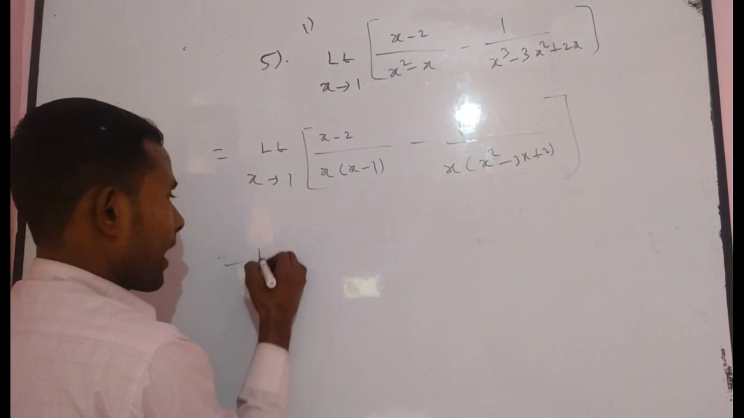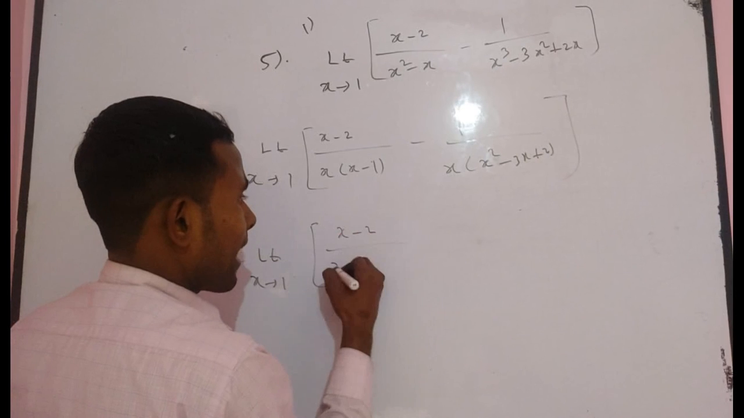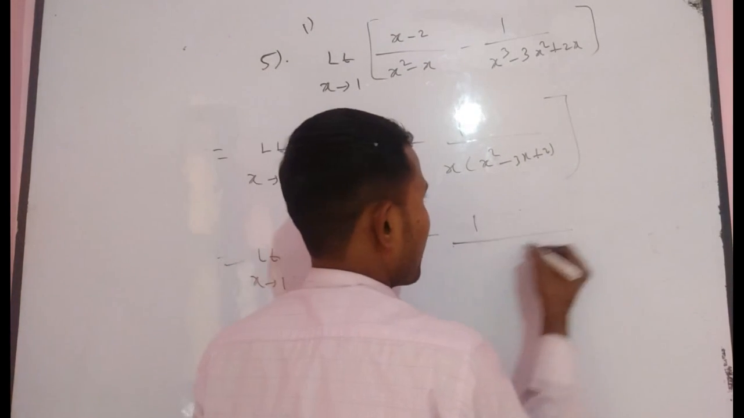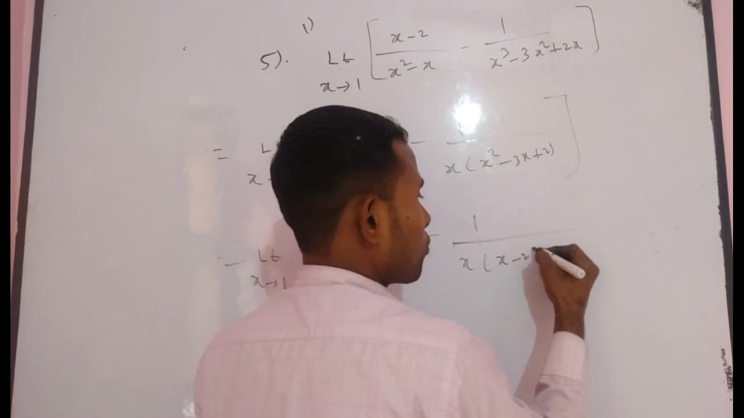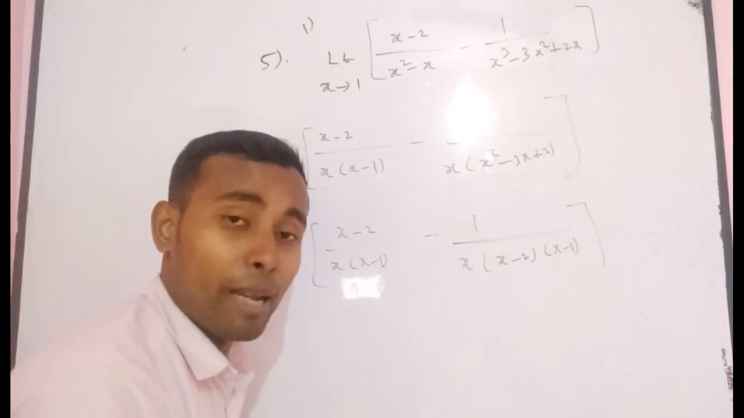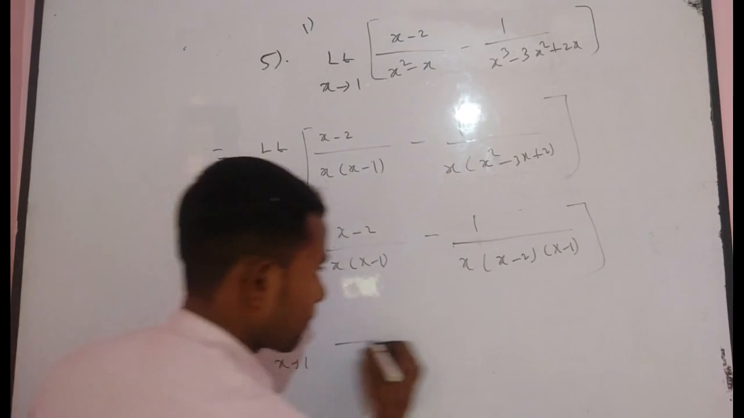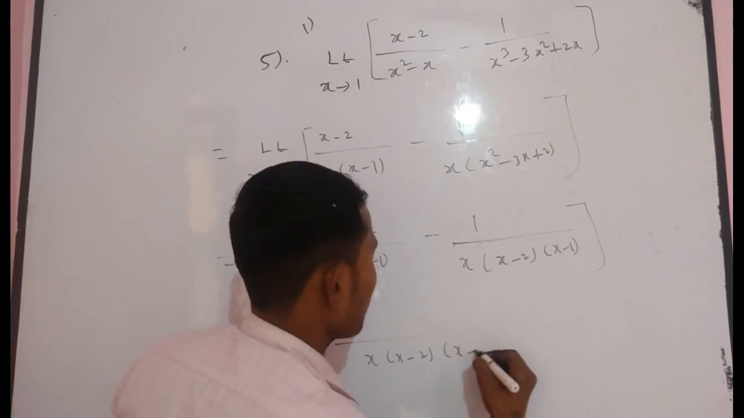Now, can you write it limit x tends to 1, x minus 2 divided by x into x minus 1, minus 1 upon x square minus 3x plus 2, which you can simplify as x minus 2 into x minus 1. Now you have to take the LCM and proceed again. If you take the LCM here, what do you get? Here the LCM will be x into x minus 2 into x minus 1.